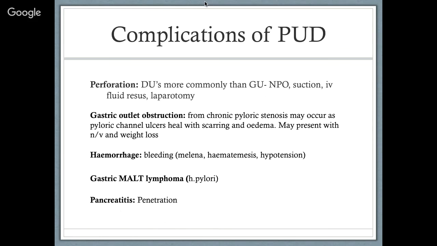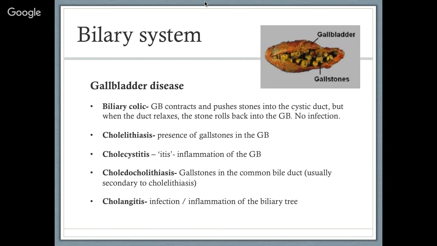Okay, so we'll move on to the biliary system. Often the hardest part about the biliary system is learning the different terminology because all the words sound exactly the same. They're only slightly different. So we'll just go through so you can crystallize in your head what the different words mean. So biliary colic: the gallbladder contracts and pushes stones into the cystic duct. When the duct relaxes, the stone rolls back into the gallbladder. There's no infection. It's also a misnomer.